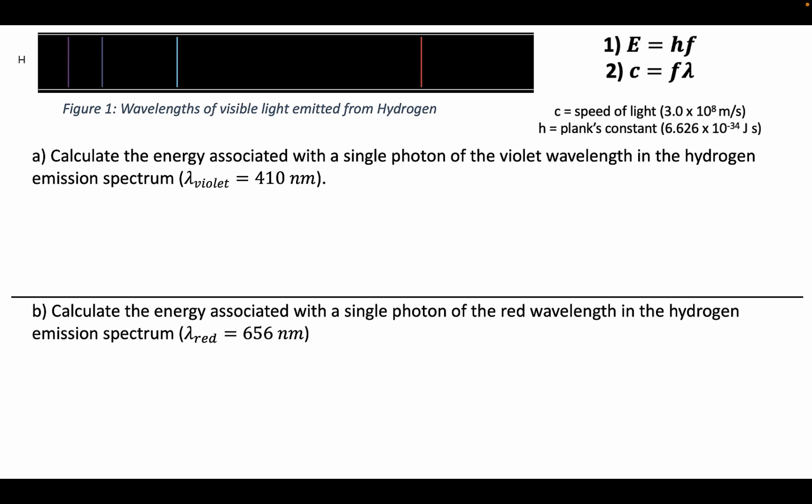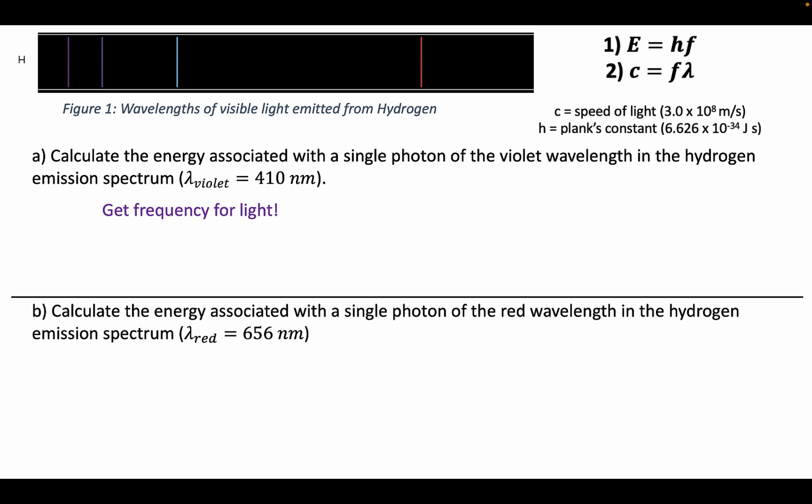First, we're going to see how individual photons of light can be calculated in terms of their energy based on the wavelength of that light. And so in the first question, we're trying to calculate the energy associated with the purple or violet band in the hydrogen emission spectrum. That has a wavelength of 410 nanometers. And we have a couple of wave equations that we've been given up top. The first thing we need to do here is get the frequency.